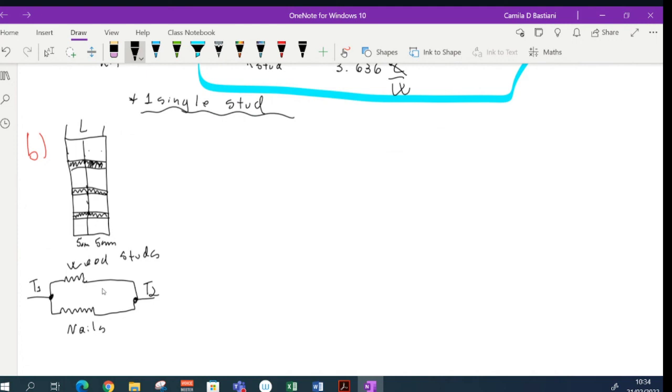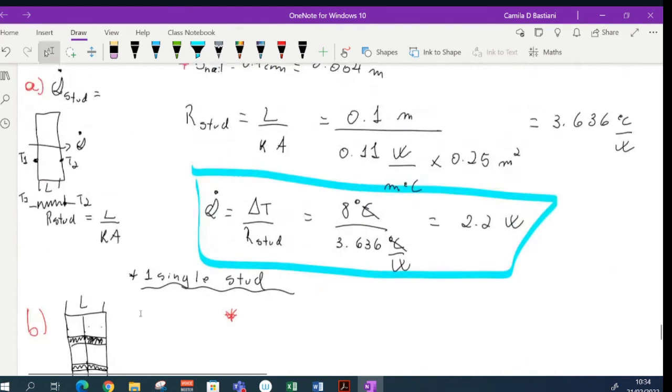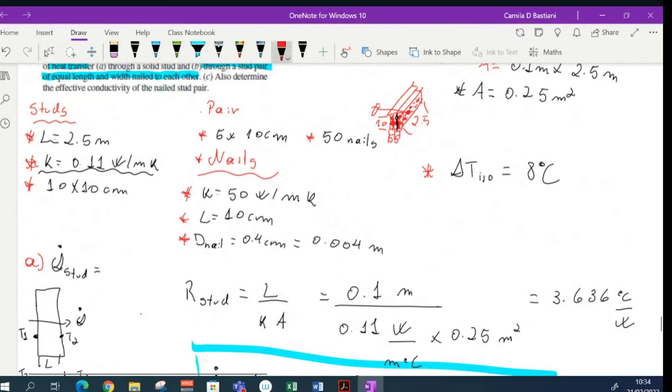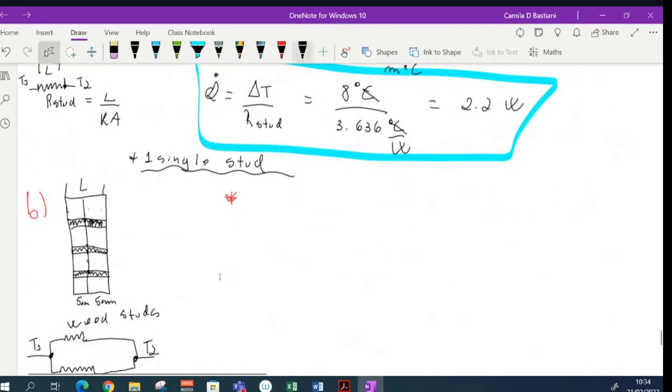First of all, I'm going to start here by calculating what area of this whole system is taken by nails. I have lots of nails here, so let's find out what's the area of my nails. Well, I know that I have 50 nails, and I know that the nails are round, okay? So I know the diameter of these nails, 0.004.